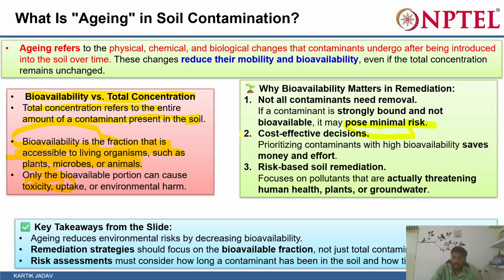Okay, the cost-effective decision is also something we need to consider. Prioritizing contaminants with high bioavailability saves money and effort, right? And the third one is risk-based soil remediation, which focuses on the pollutants that actually threaten human health, plants, and groundwater. So aging reduces the environmental risk by decreasing bioavailability, and the remediation strategy should focus on the bioavailable fraction rather than on the total concentration. That will help us during risk assessment, in understanding how these contaminants affect things in the long term based on their bioavailable nature.